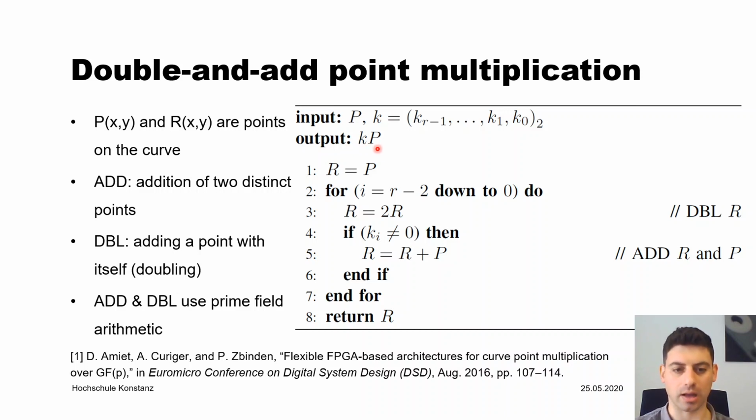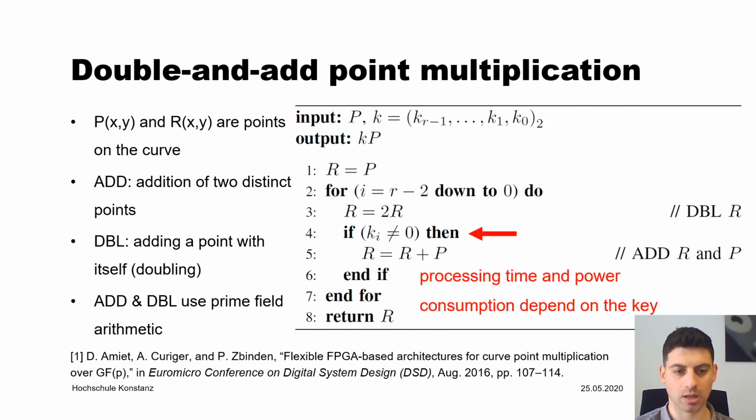So the calculation in this algorithm is based on 2 point operations, namely the point doubling, double, and the point addition, add, which are calculated using prime field arithmetic. The problem is that the add operation is calculated only if the current bit of the key is not equal to 0. Hence, the processing time and power consumption depend on the key.